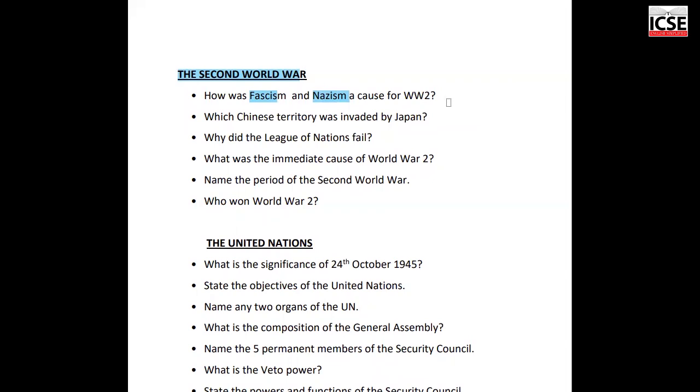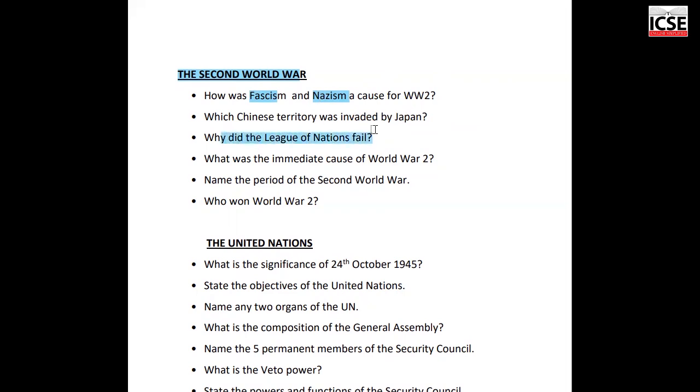So here you will write that under fascism, what did Italy do? It attacked Abyssinia. Under Nazism, what did Hitler do? He annexed Austria, he dismembered Czechoslovakia. This becomes a reason for World War II. Which Chinese territory was invaded by Japan? That's Manchuria. Why did the League of Nations fail?